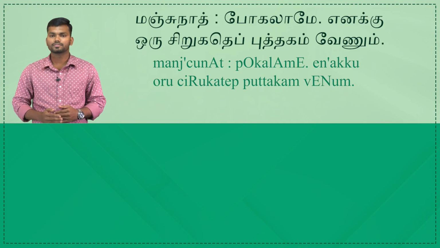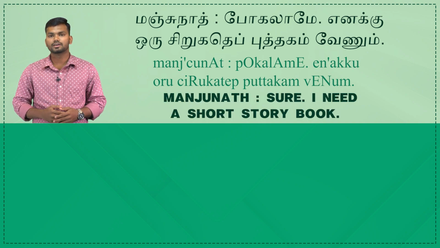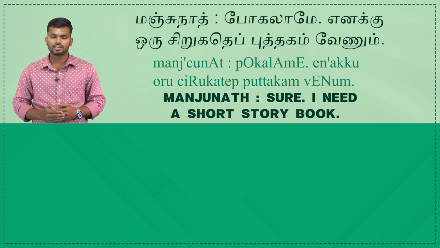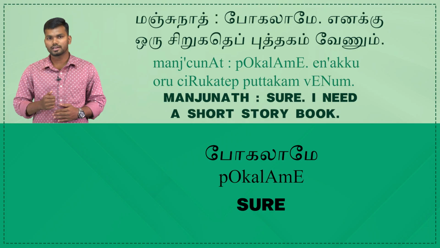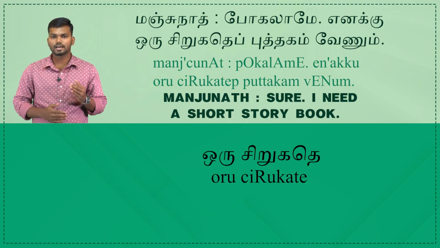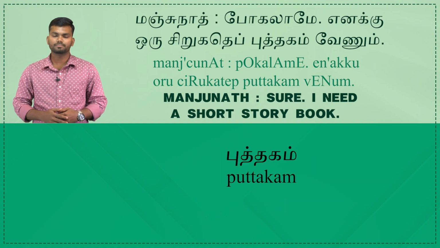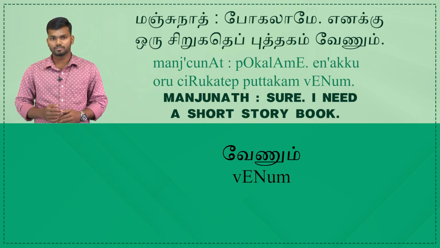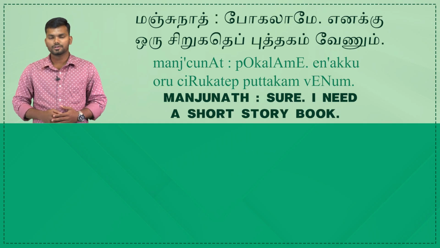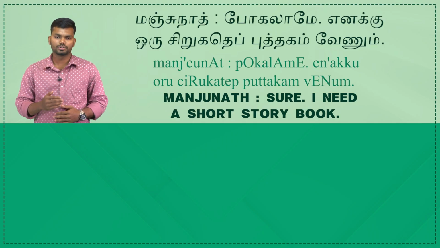The second sentence, Manjunath, போகலாமே, எனக்கு ஒரு சிறுகதை புத்தகம் வேணும். This sentence translates to, sure, I need a short story book. In this context, போகலாமே means sure in English. ஒரு சிறுகதை means a short story. புத்தகம், it means book. வேணும் means want or need. So Manjunath replies to Kumaran, sure, I need a short story book.